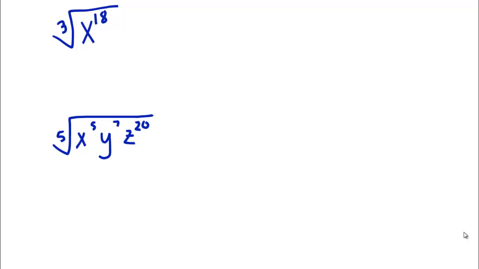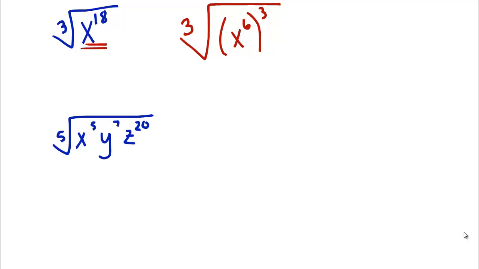A couple more examples. The cube root of x to the 18th. This one's really interesting. Can we write x to the 18th as something cubed? We can. We can write that as the cube root of x to the 6th, cubed. Again, take a moment and convince yourself why that's true. Because of our exponent properties, I know that if we have a number to a power raised to another power, I can multiply those powers to simplify. 6 times 3 does in fact give us 18. So x to the 6th to the 3rd equals x to the 18th.